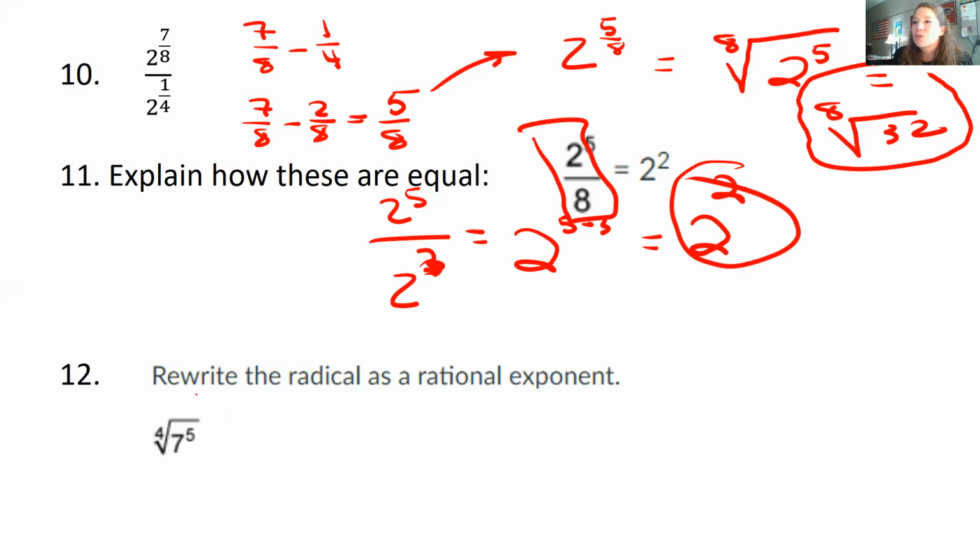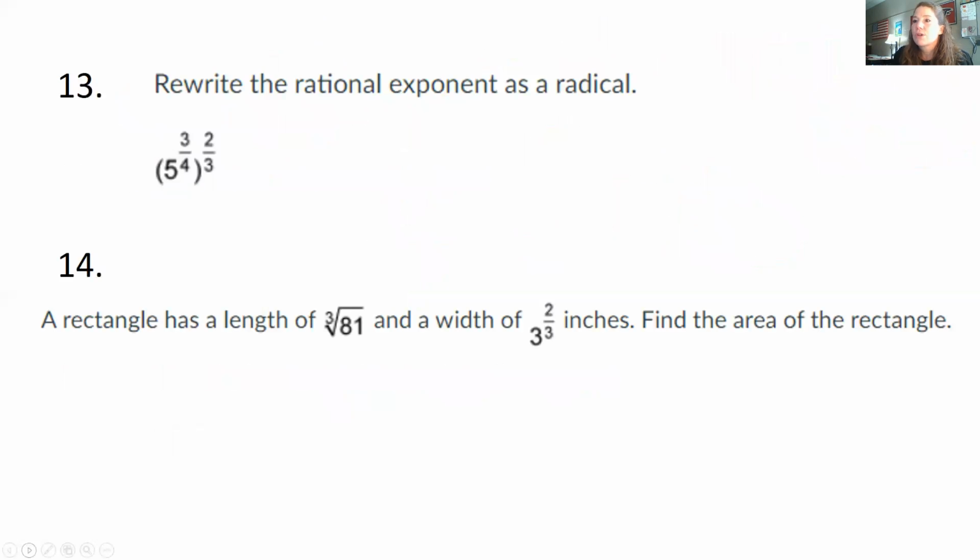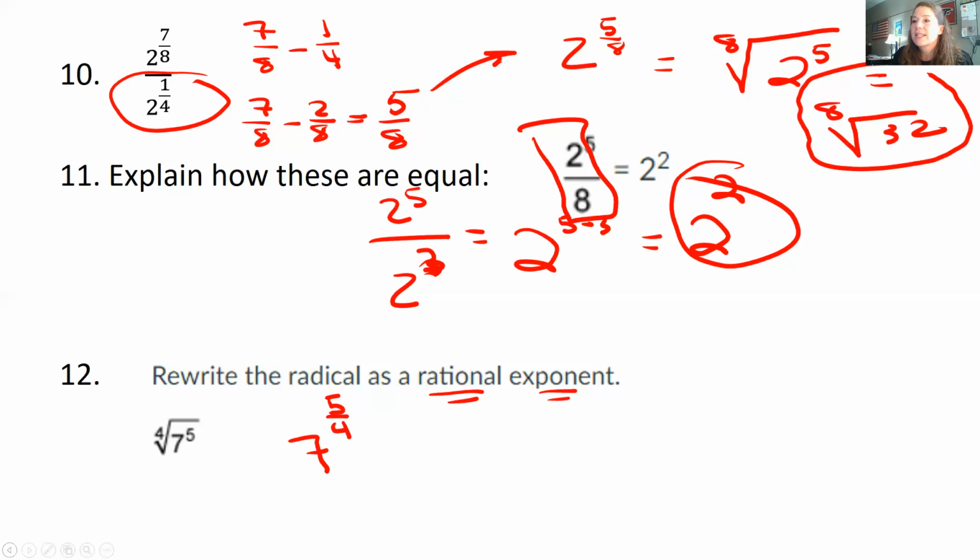All right, and then look at number 12. Rewrite the radical as a rational exponent. A rational exponent. So they just want us to take this and turn it into one of these things right here, which is easy. Now we've done this so many times. So our 5 is our numerator and the 4 is our denominator. So that's the answer. I think that's the last one, isn't it? Oh no, we have a couple more. All right, did y'all understand that? 7 raised to the 5/4 power.